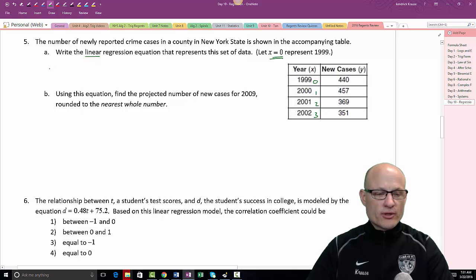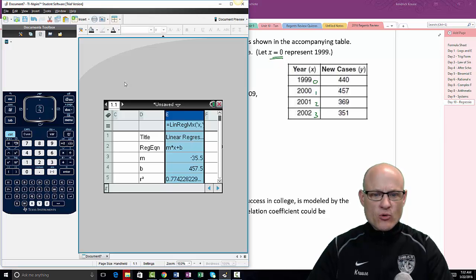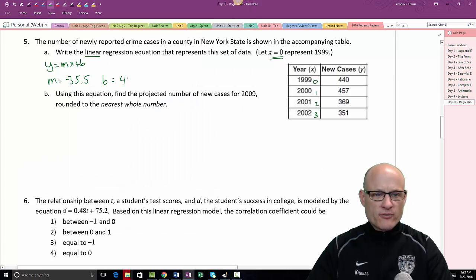So write a linear equation. They didn't tell us what around, so our linear correlation is mx plus b. So we've got to write down what M is. M is negative 35.5, and B is 457.5. So our linear regression equation is negative 35.5x plus 457.5.